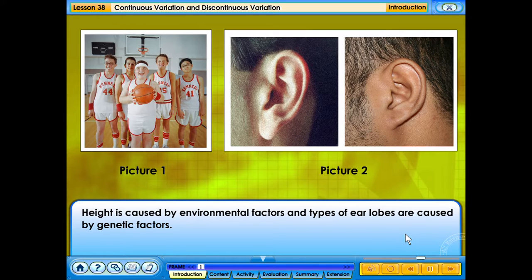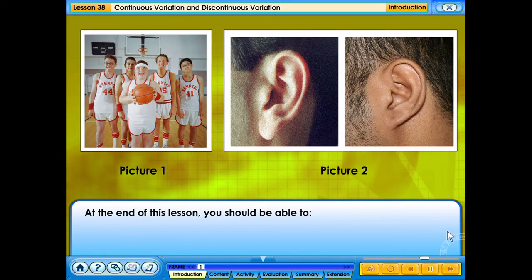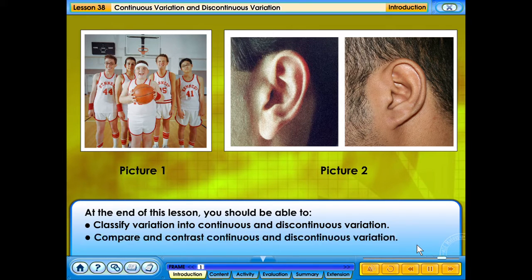At the end of this lesson, you should be able to classify variation into continuous and discontinuous variation. Compare and contrast continuous and discontinuous variation. Explain the importance of variation.